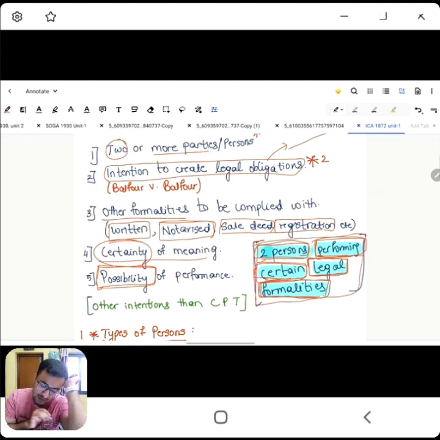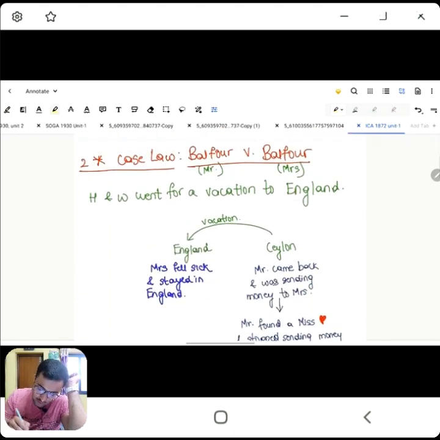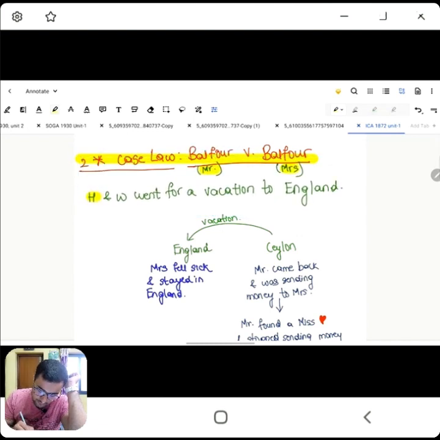Now, when we talk about this point which I told you about, the mother and son example, we have a very famous case law by the name Balfour versus Balfour. What happened in this case law? In Balfour versus Balfour, we had a husband and a wife. Both the husband and the wife went for a vacation to England from Ceylon, that is present day Sri Lanka.